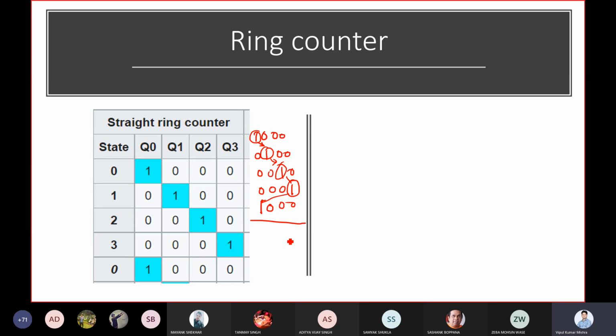Now, first question: we have to figure out how many flip-flops are required to represent this information. Suppose we are saying 1 0 0 0. How many flip-flops do we require to store this information? Definitely 4, because we have 4 bits, right? And we already know that for each bit we require 1 flip-flop, so we require 4 flip-flops to store this information.